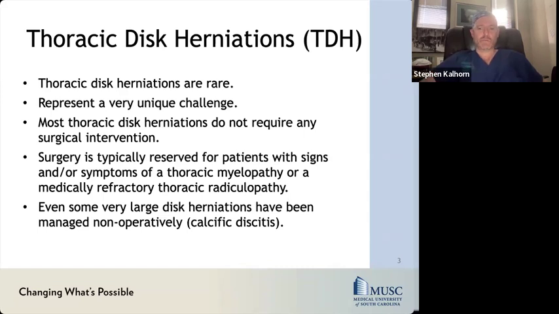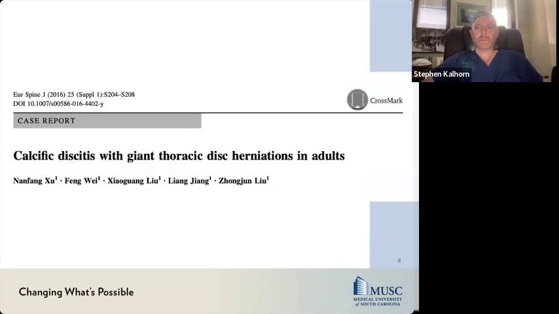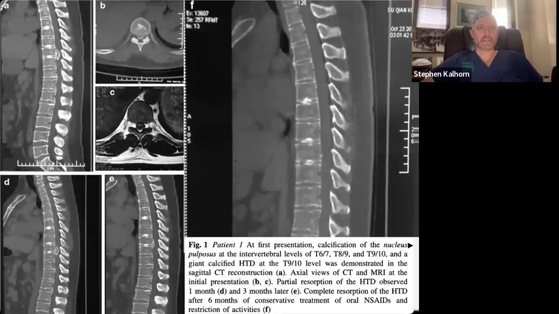And then there are some really cool case reports in the literature about even very large thoracic disc herniations being managed completely non-operatively. So the small ones obviously don't need surgery, but there are these cases of a thing called calcific discitis, which has been managed non-operatively and published before. This is an interesting case in the European Spine Journal from 2016 of a calcific discitis. I've grown to appreciate this, and I really do think that the etiology of a lot of thoracic disc herniations starts with this process, which is inside the disc space.